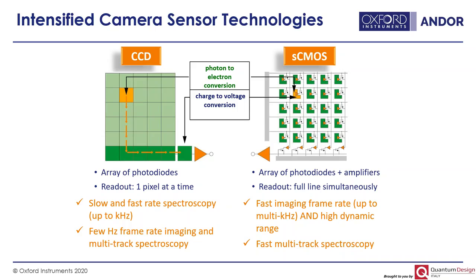However, they can be somewhat limited in their frame rates, and you may not get every repetition if, for instance, you're using a high repetition rate laser to generate your plasmas. sCMOS technology, on the other hand, does allow you to achieve much faster frame rates, and you can have fast multi-track spectroscopy as well. It also gives you high dynamic range and high speed, which can be quite complementary depending on the intensity of the plasmas you're generating. So these are the two sensor types you would have with an intensified camera.